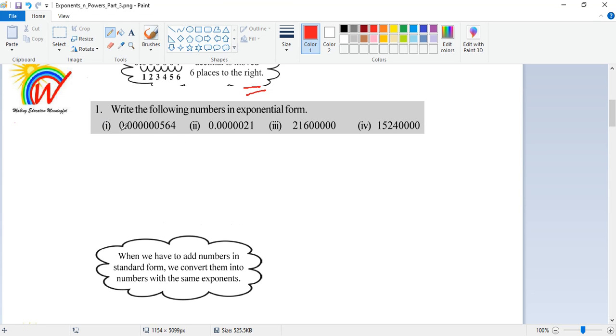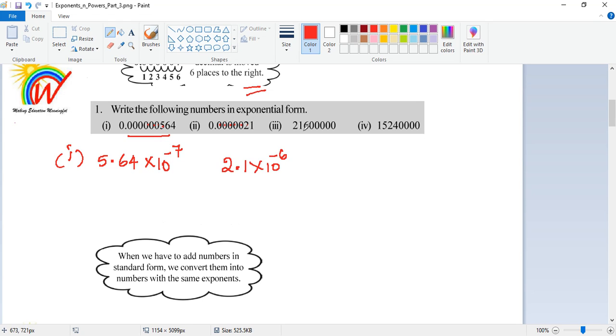So now if I want to do this, the first one, see, I'm going to shift it towards the right. So it's going to be 1 2 3 4 5 6 7 positions. So I will write 5.64 into 10 to the power of minus 7. When I shift towards the right, I put a negative power for the 10. When I shift towards the left, I will put a positive power. So this is going to be, again I shift this as 1 2 3 4 5 6 now. So it's going to be 2.1 into 10 to the power of minus 6.